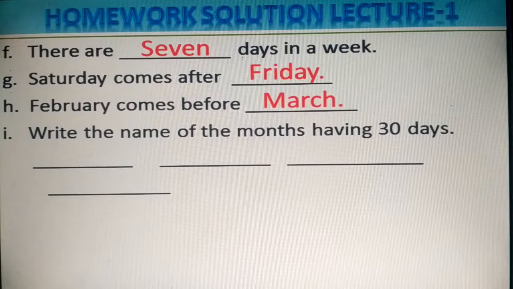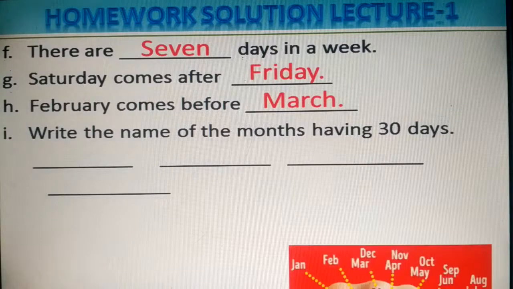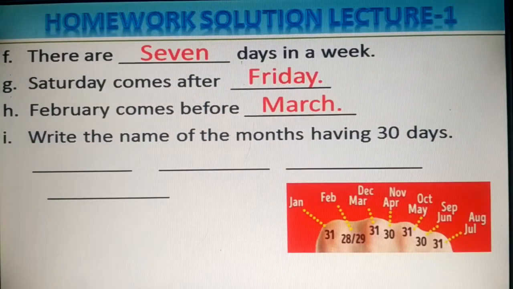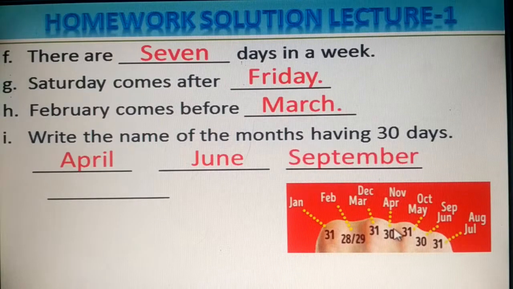Okay. Write the name of the months having 30 days. उन months के name write करने जिनमें 30 days होते हैं. You can take help of this picture. According to this picture, the month which is having 30 days, initially it is April. After that, June. After that, September. And then November.